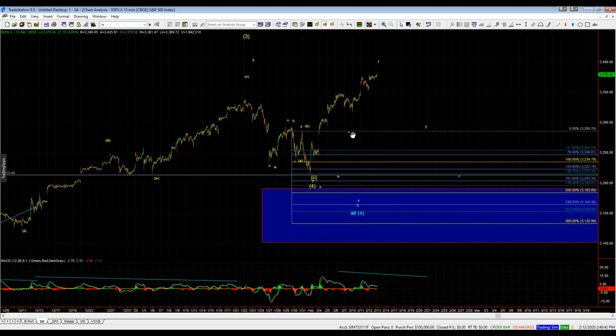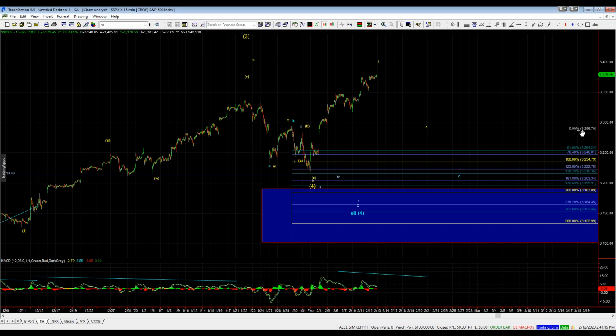Okay, so the A waves and the W waves are the same. They can take the form of the same structure. An X wave can take the same form of a B wave. So up until this point here, until this high that was struck at 3294, we basically have the same corrective structure that we had, whether it's an AB or a WXY. What happened was we failed at the 138.2 extension, and we shot higher.